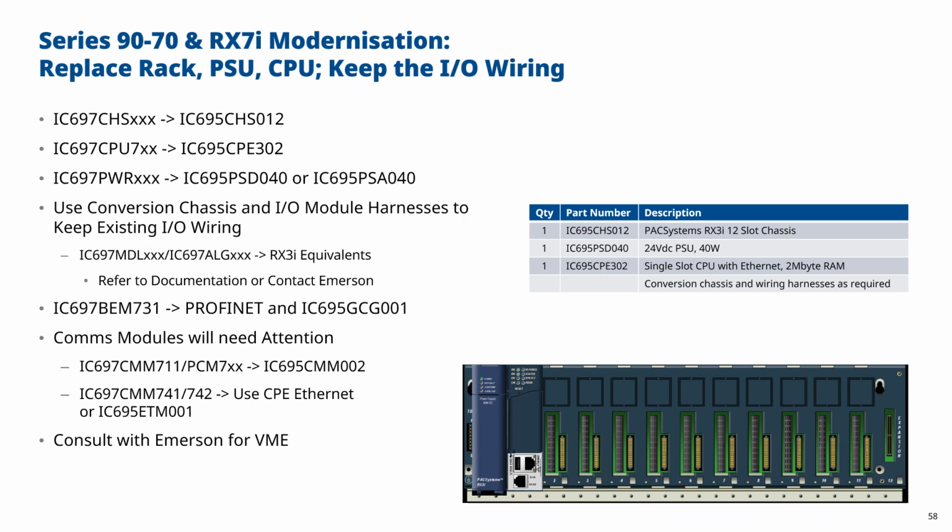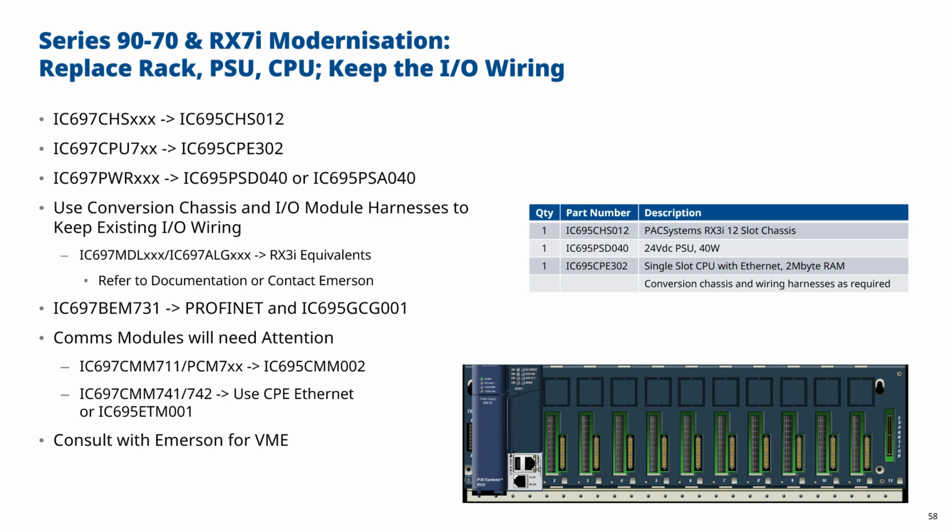So what we do is we would look at the bill of materials. First of all, we'd start with the chassis and we'd replace that with an IC695 CHS012 or possibly a CHS007 if we don't need that many communication modules. We replace the CPU with an IC695 CPE302, and if it was an RX7i, then we would look in more detail to see how much memory was being used. But generally the CPEs for the RX3i have the same or more memory than the RX7i had. On the power supply side, you replace it with a suitable AC or DC power supply.